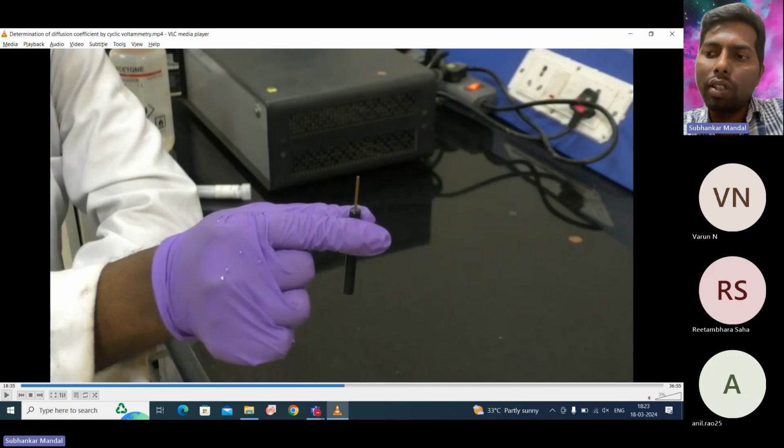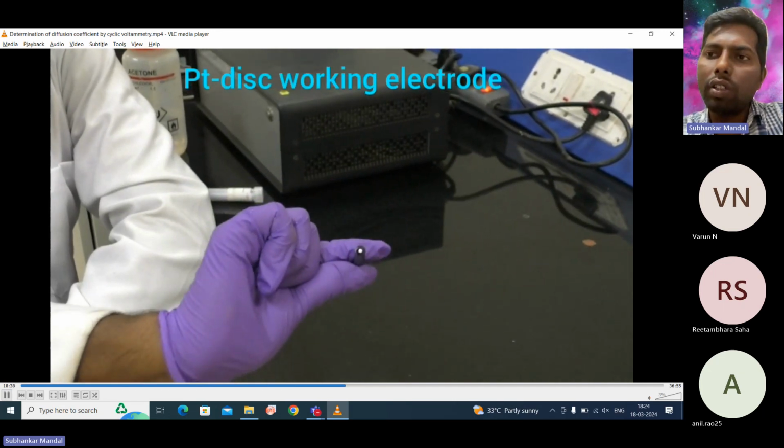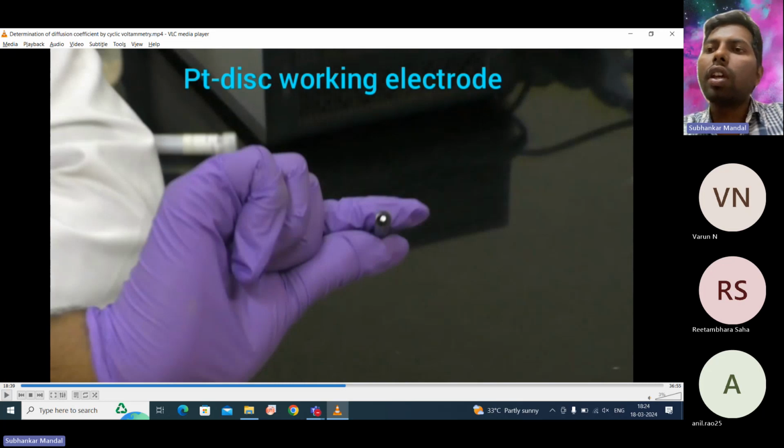So resistance decrease means your current value will be high, right? So that's why the working electrode surface area should be lower than the counter electrode. So this is the platinum disc working electrode. Here you can see this shining part. This is only the conducting part, and the other black part is the insulating part. So whatever reaction happens, happens in this part only.